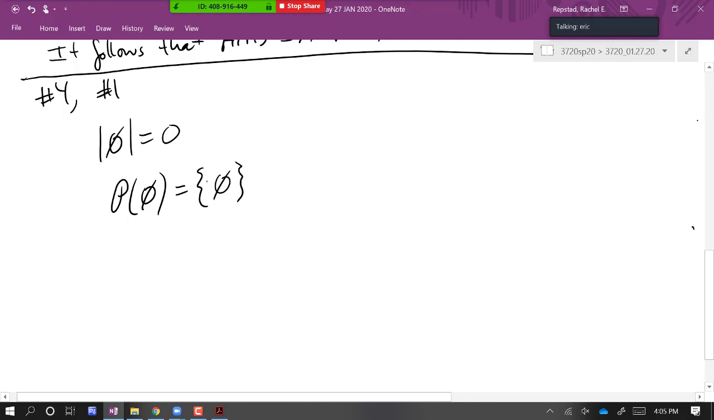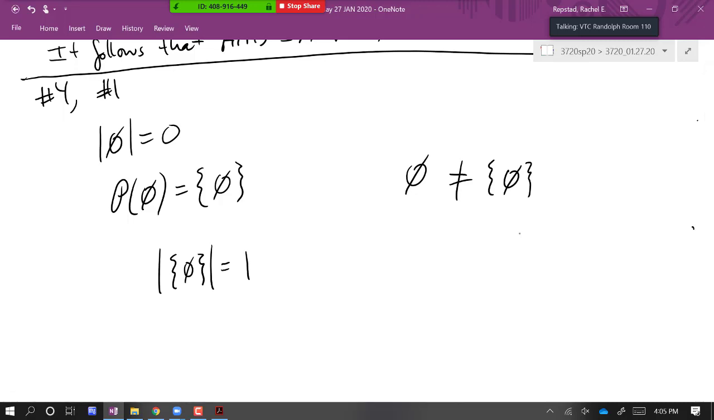And that's how the power rule applies, right? The size of this set is 1. There's one thing in it, the empty set. The empty set is not the same as the set that contains the empty set. That's our big takeaway. The empty set has nothing in it. The set that contains the empty set has one thing in it. It's like you have a bag and you put an empty bag in it. What do you have? That big bag has one thing in it, just an empty bag.